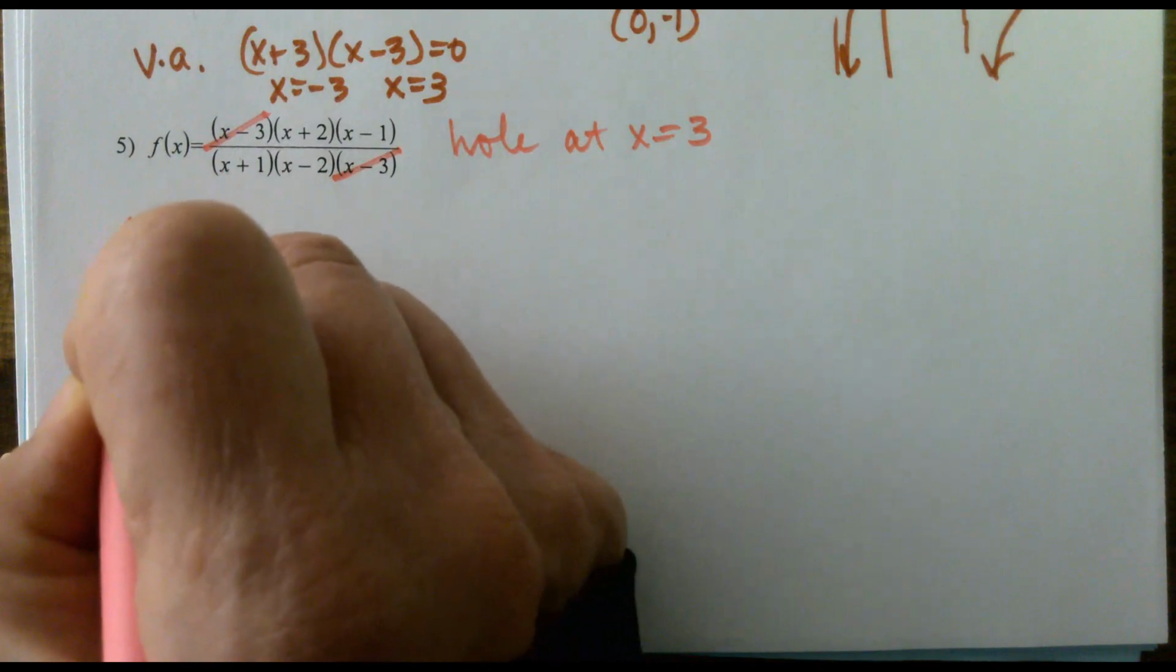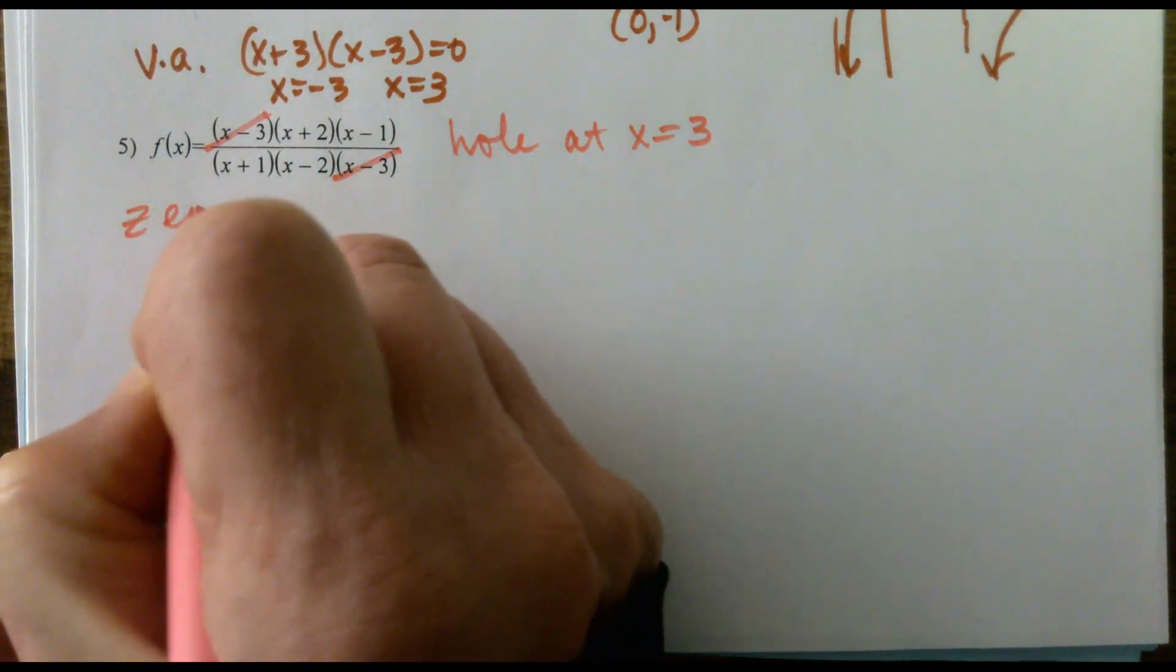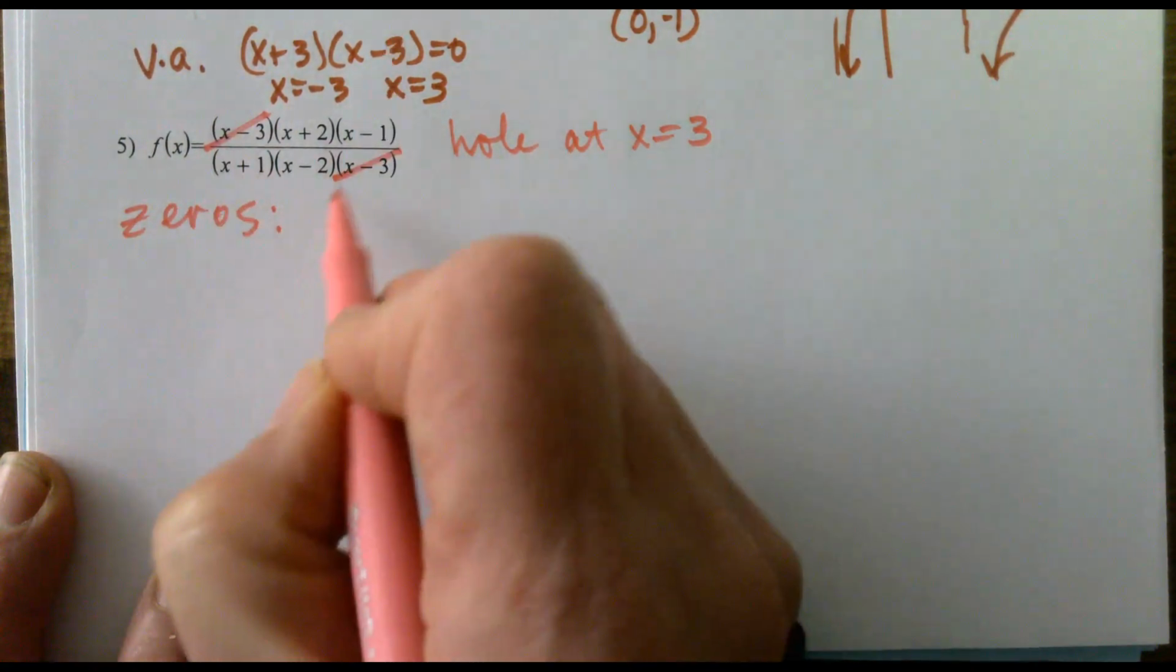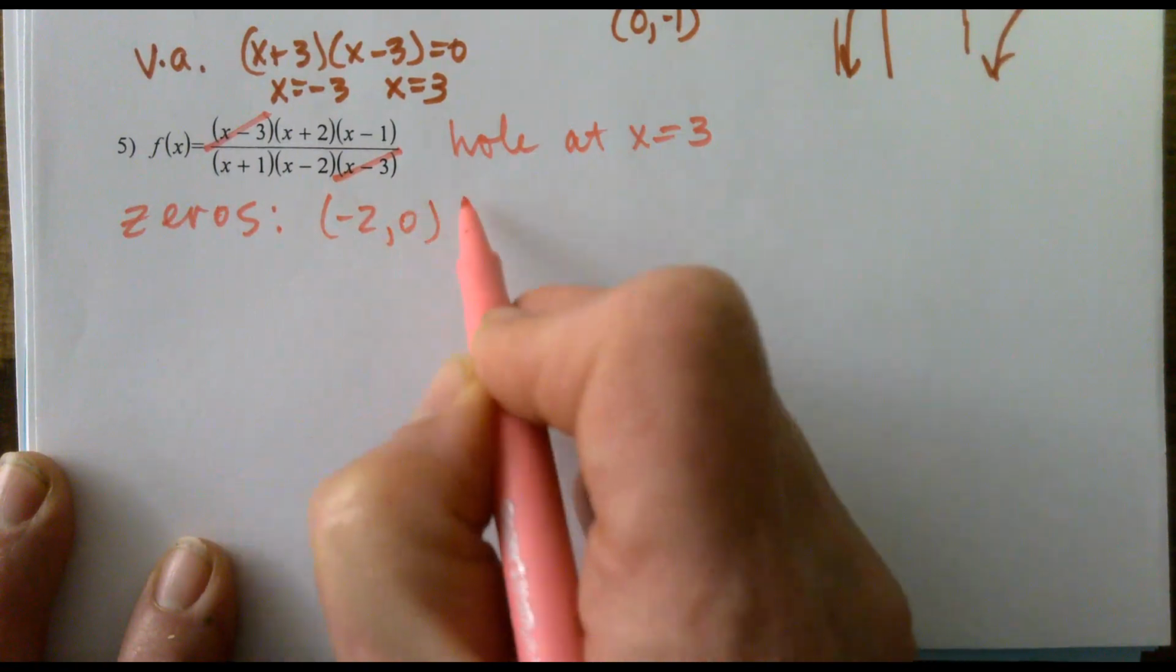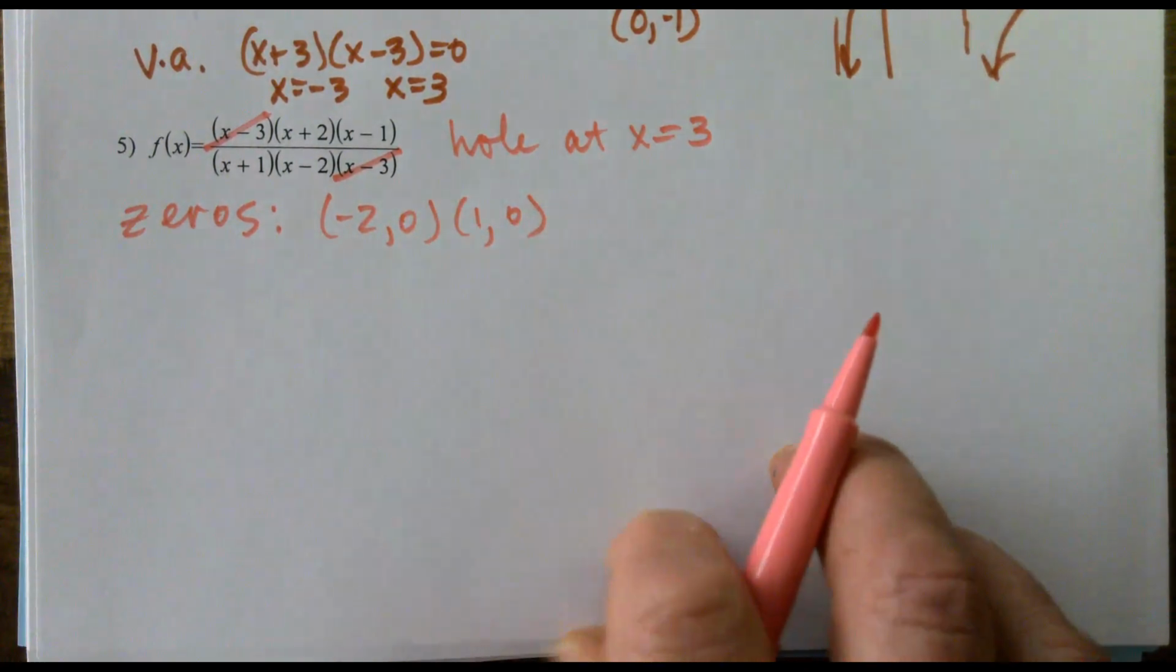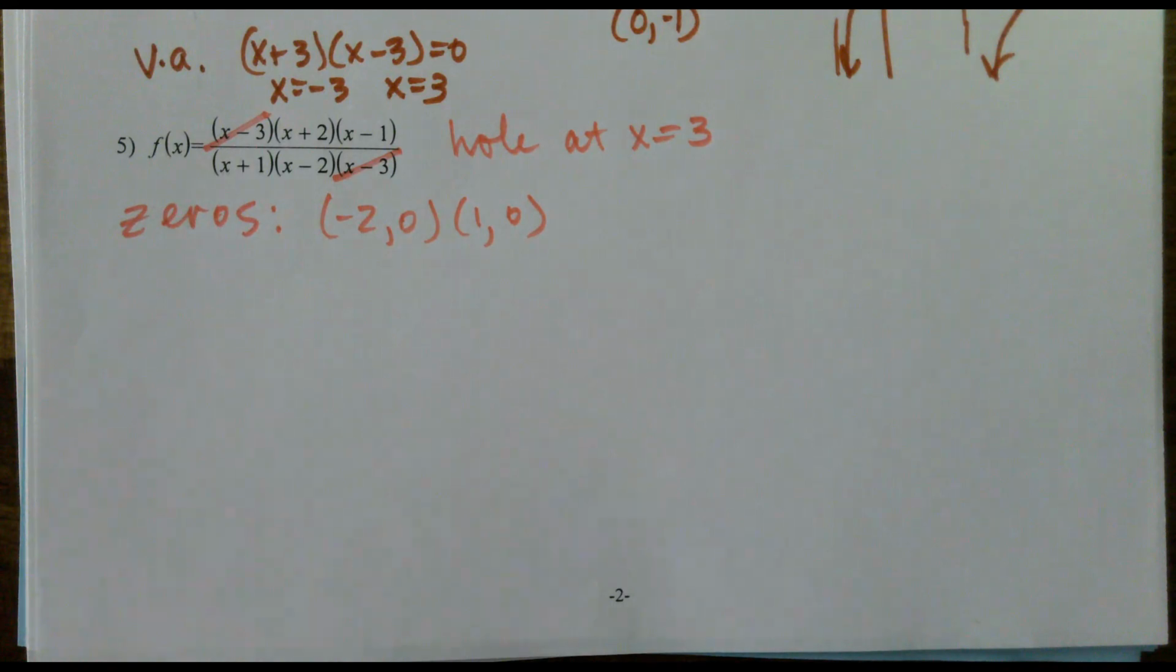Then I go with my zeros. I have them at negative 2, 0, and 1, 0. Look how lazy I'm getting. Are you okay with me being that lazy? Do you get what I'm doing? Is that okay? I'm just taking this and setting it equal to 0 without having to write out all that work. And it's okay for you to do that, because you should be pretty quick at doing those things.